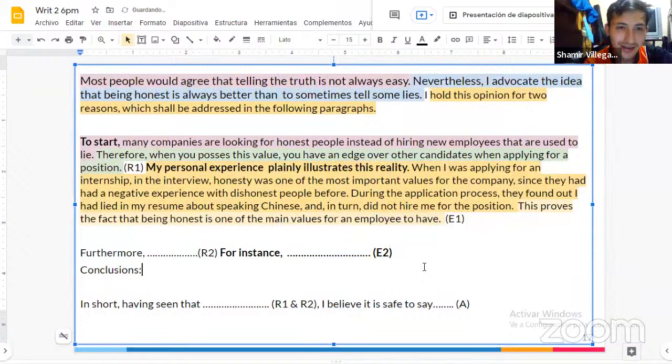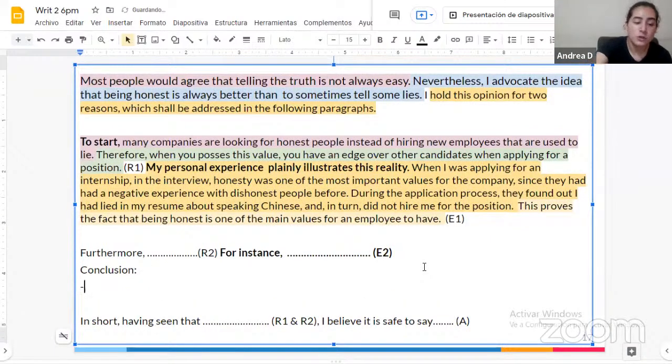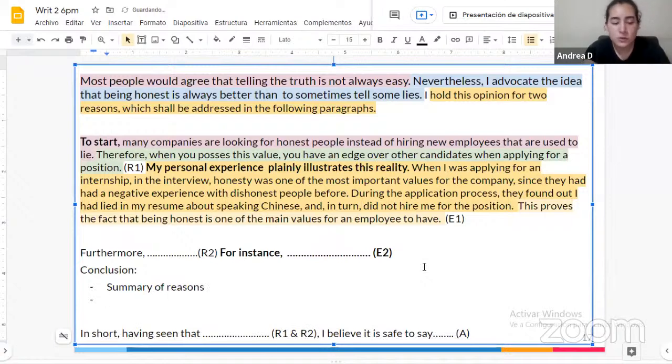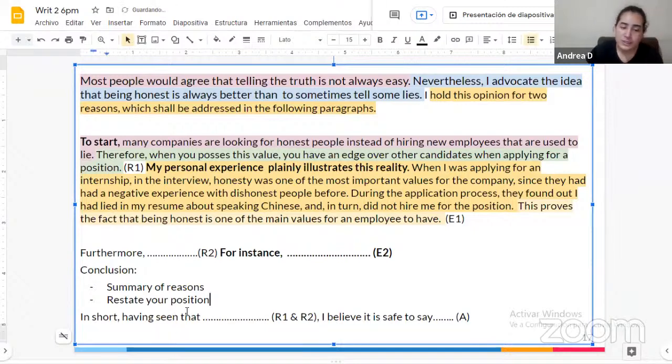Okay, that's good. Now in the conclusion, which is optional, you should always have at least a summary of your reasons. And finally, you need to restate or basically repeat your position, or your opinion, in other words. So that is what we're gonna do. First thing, we're gonna summarize the reasons that we have mentioned. That's why I told you not to summarize them in the intro. So in the conclusion, you're gonna summarize them.